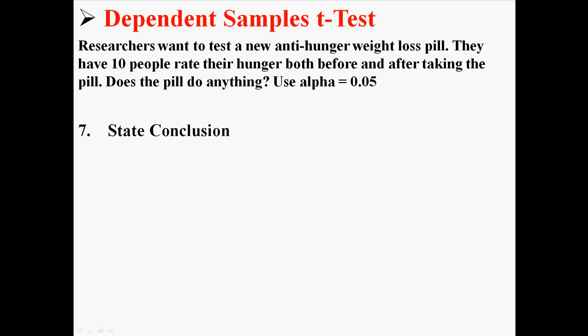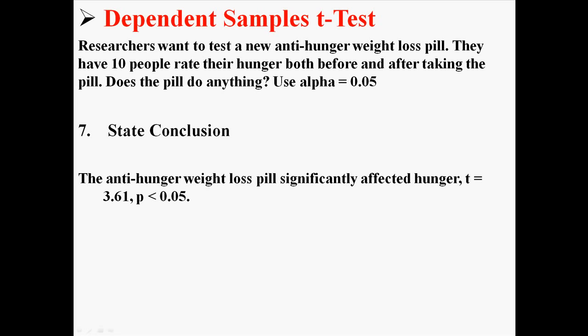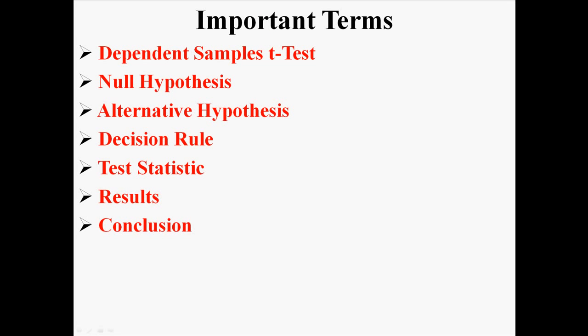In our conclusion, what this actually means is that the anti-hunger weight loss pill significantly affected hunger. And this is how you would actually write the result, t equals 3.61, p less than 0.05, if you want to do it like that. But that's what this actually means. We found out that the weight loss pill actually did something. There is some kind of difference between before and after. And that is a dependent samples t-test.